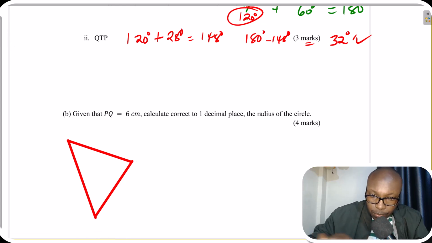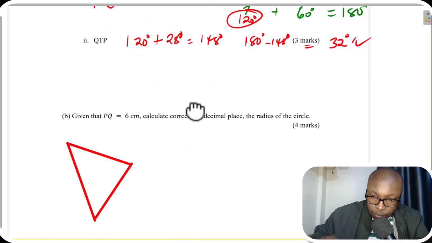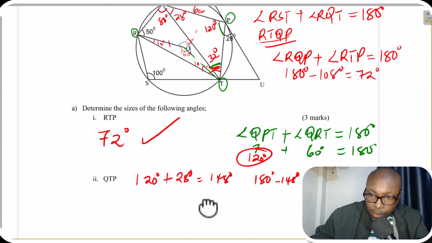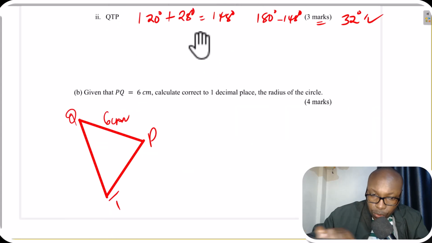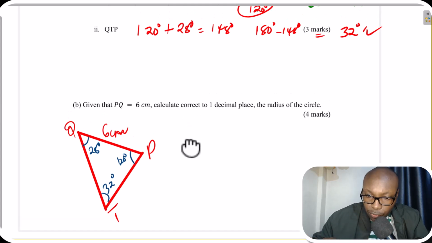Let me extract this triangle QPT. So PQ is 6 centimeters, and then we have the angles 120, 28, 32. This is 120, this is 28 degrees, and this one is 32 degrees. So you're supposed to find the radius of the circle. Now, how do we find the radius of the circle? There is a concept that we need to understand before we solve that question.